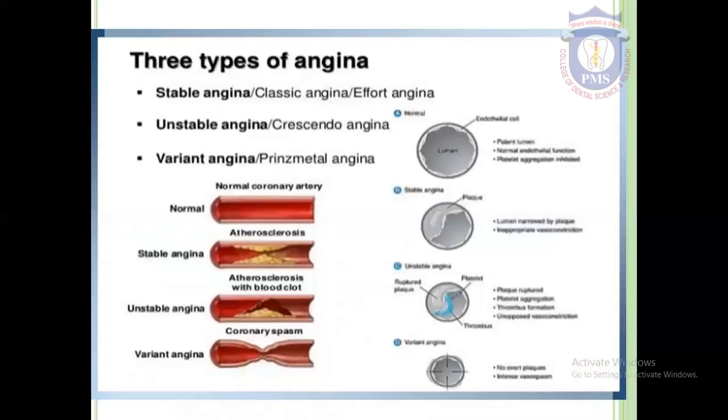There are three types of angina, which include stable angina, or classic angina, or effort angina. Unstable angina is also known as crescendo angina. And there is another variant, that is variant angina or Prinzmetal angina. Stable angina is precipitated by physical activity, unstable angina occurs even during rest, and variant angina is due to coronary vasospasm.